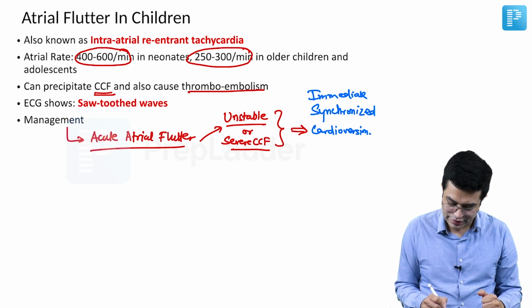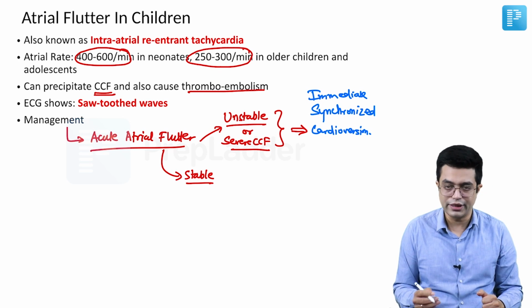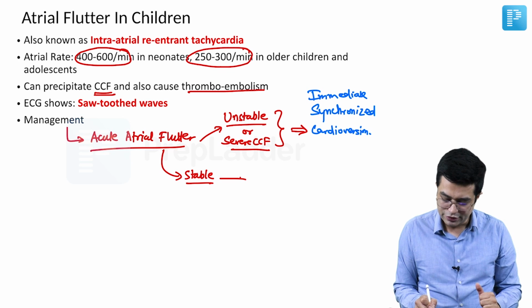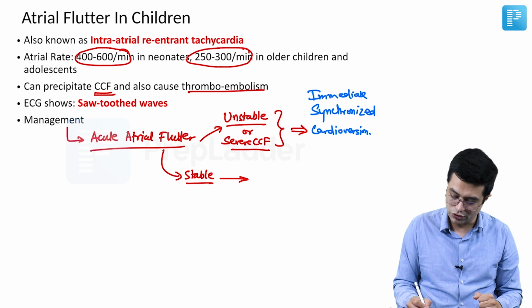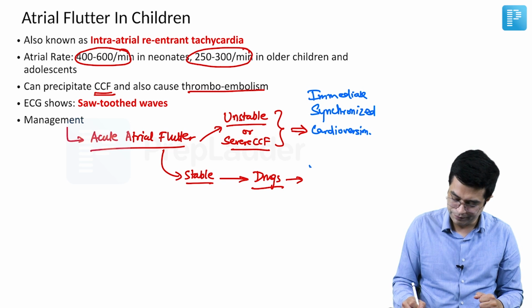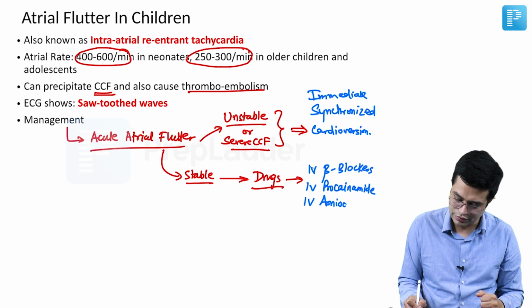In case the patient is relatively stable, or it is not an acute thing, it had already been occurring for some time, or there have been episodes previously, you will consider putting the patient on drugs. You can skip doing cardioversion. The drugs which can be used include IV propranolol, so beta blockers can be used. You can use IV procainamide, and sometimes IV amiodarone can also be used.